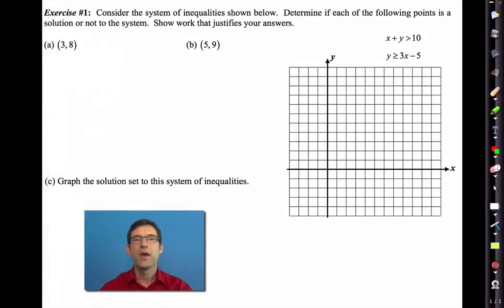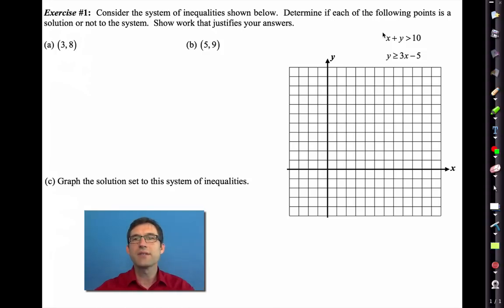Okay, so previously we've learned about systems of equations and systems of inequalities. We've also learned about how to graph linear inequalities in two variables. Today what we're going to be doing is combining all of those to graph the solution sets of systems of inequalities. All right, but first let's jump into exercise 1.